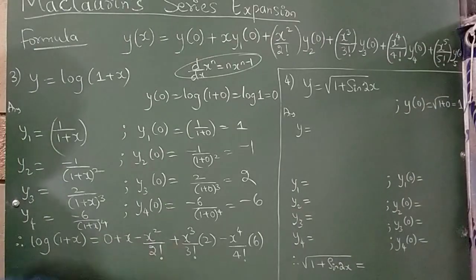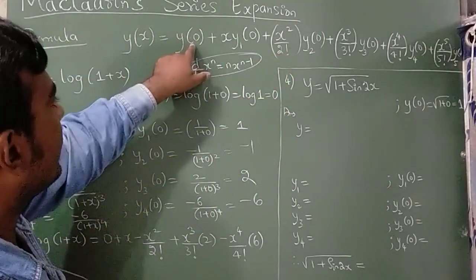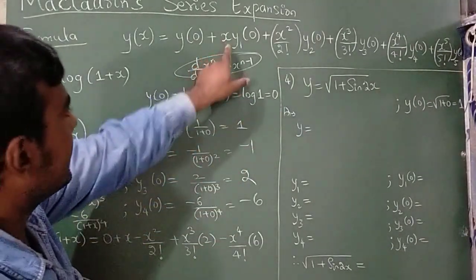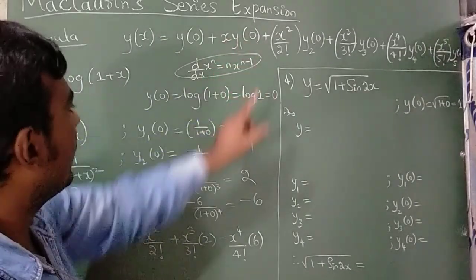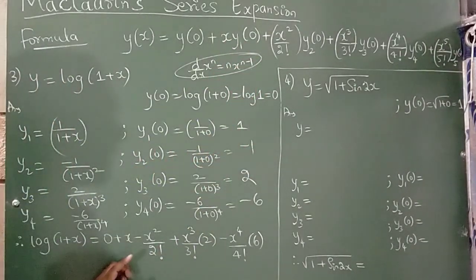Fine. Now all these values substituting in Maclaurin's formula. y(0) is how much? 0. So I have written here 0. Plus x, so I have written here y1(0). So y1(0) is how much? 1. So no need of writing.